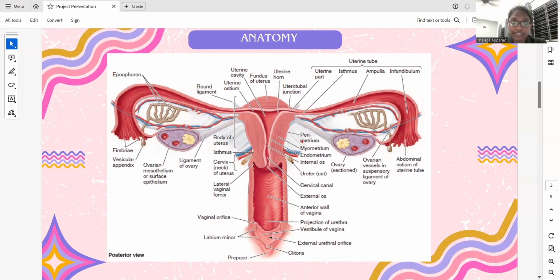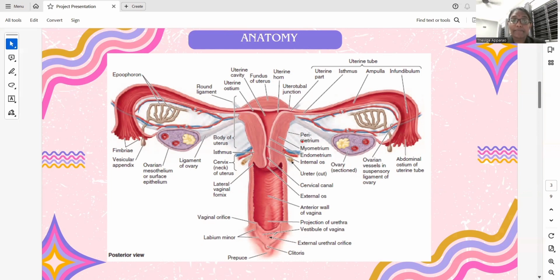The body of the uterus, forming the superior two-thirds of the organ, includes the fundus of the uterus. The cervix of the uterus is the cylindrical, relatively narrow inferior third of the uterus. It is approximately 0.5 cm long in an adult non-pregnant woman.